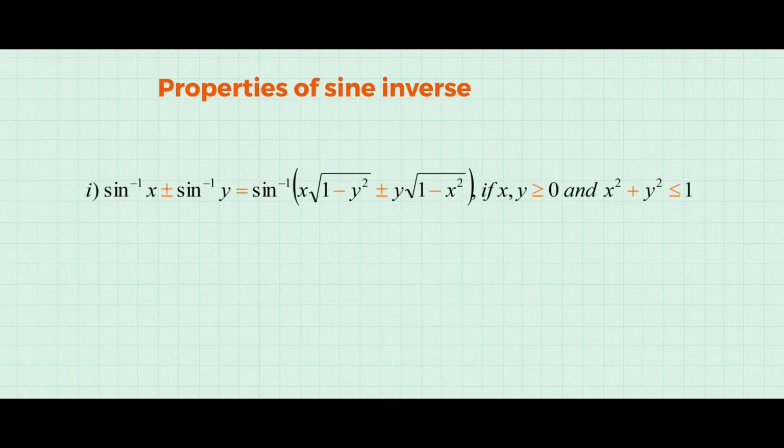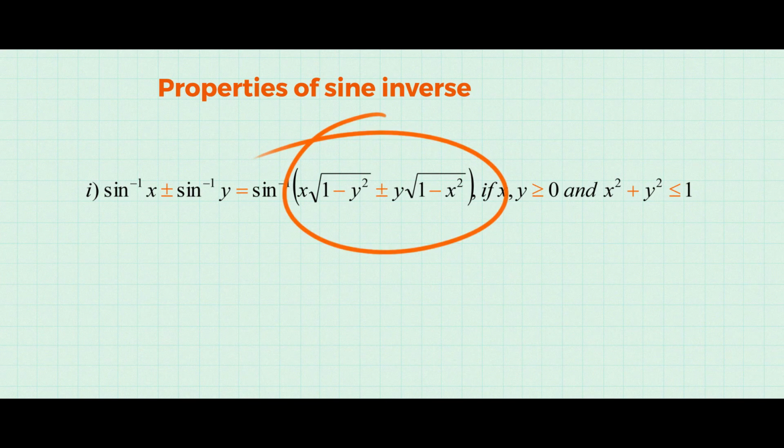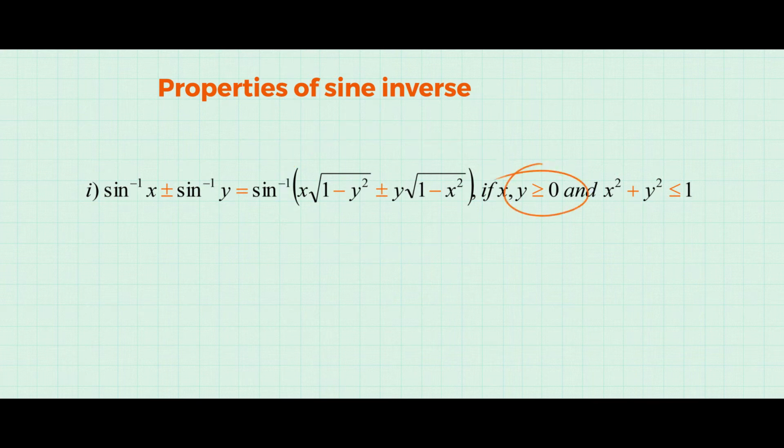Now the properties of sine inverse. Sine inverse of x plus or minus sine inverse of y is equal to sine inverse of x times square root of 1 minus y square plus or minus y times square root of 1 minus x square, if x and y value is greater than or equal to 0, and the sum of the squares of x and y is less than or equal to 1.